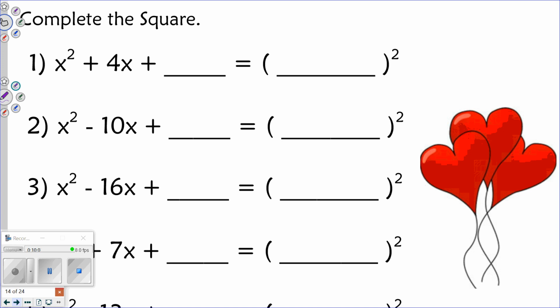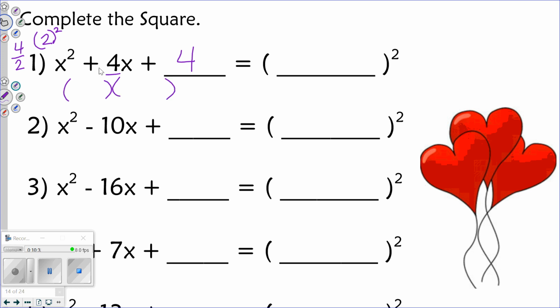All right, so what's my b value on number 1? Bx, so yeah, there you go. So it's 4, and then we divide it by 2, which is 2, and then we square it, 4. So 4 is what you would add to both sides of the equation to keep it balanced. Okay? So let's practice then, how does it factor?